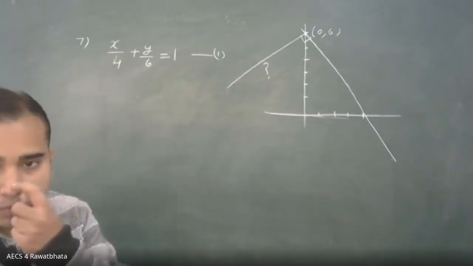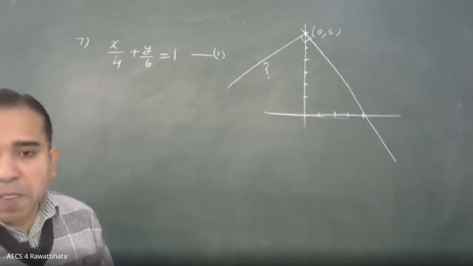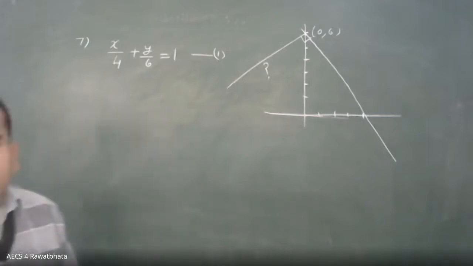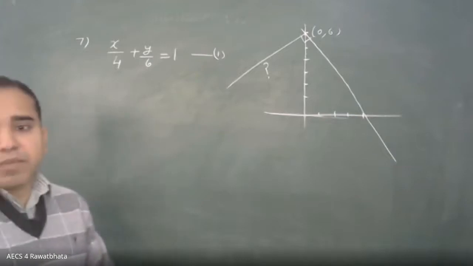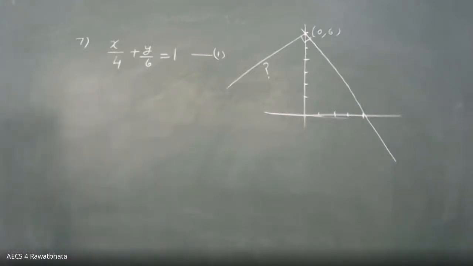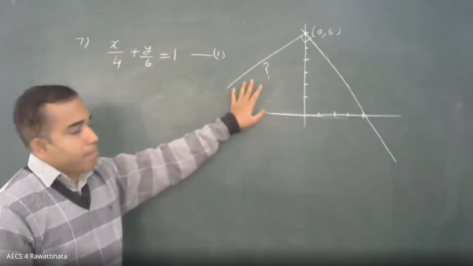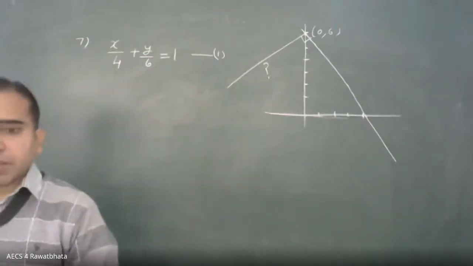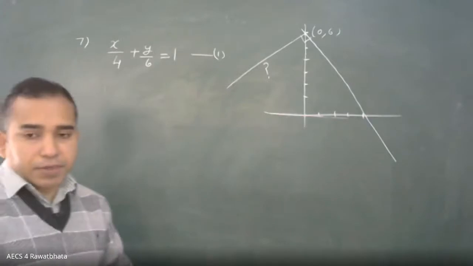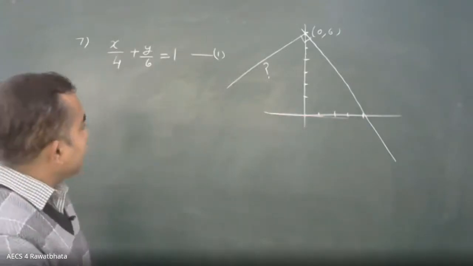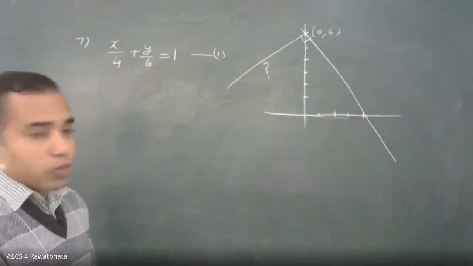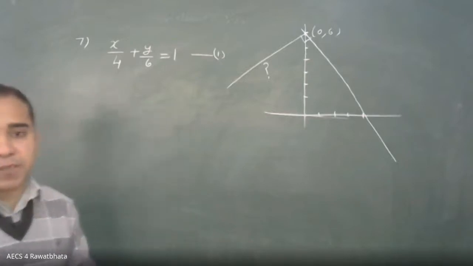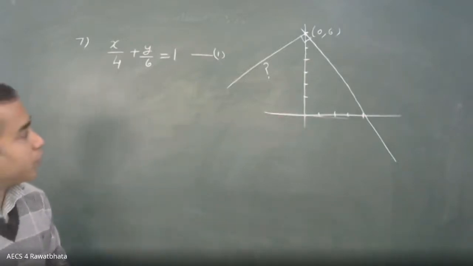So how to find the equation of this line? Any suggestion? C section? Anyone? Ayush Goswami, any suggestion on how to get the equation of this perpendicular line? Ayush, are you there? I'm asking in this question. Have you read the question? Okay. Any suggestion on how to get this equation?